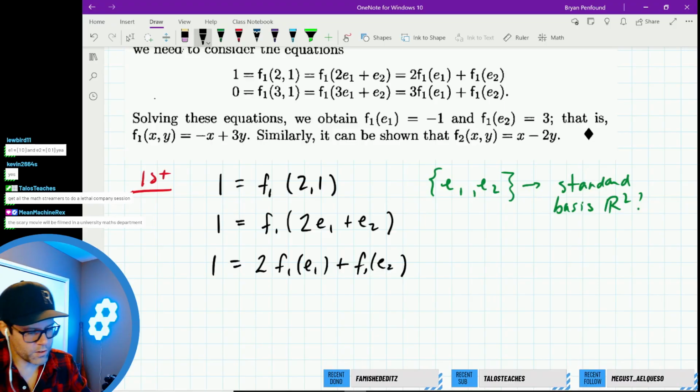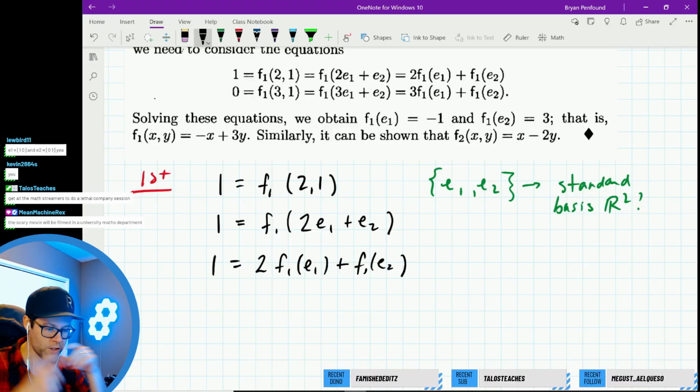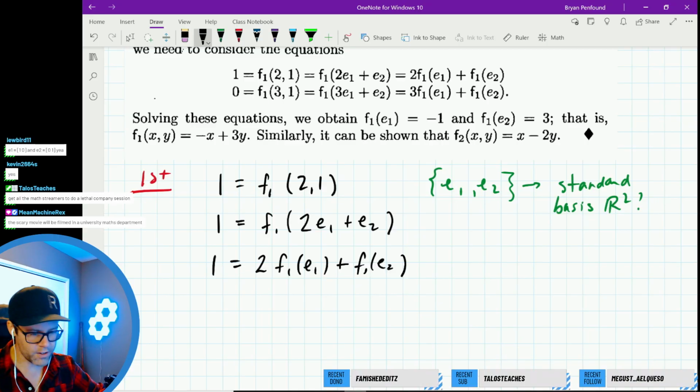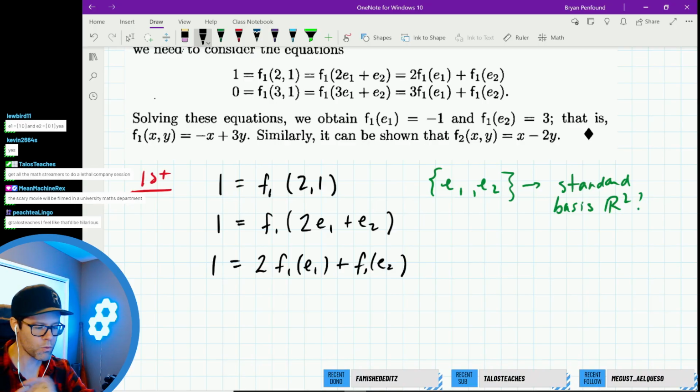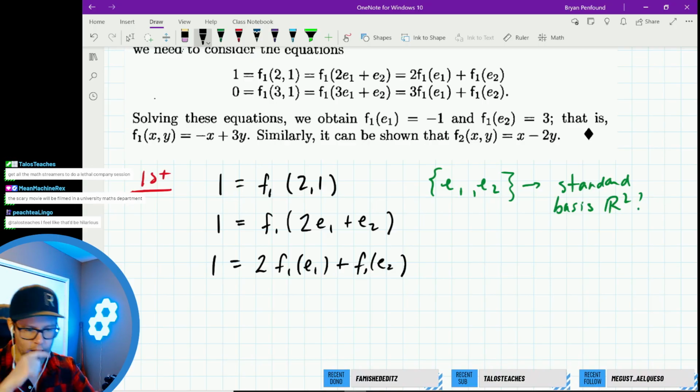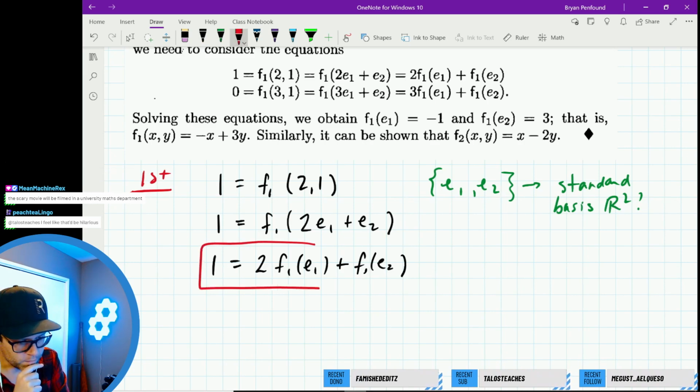Yeah, that feels right. So 2 comma 1 can be expressed as 2 times the first standard basis vector in R2 plus 1 times the second standard basis vector in R2. We know F1 acts on vectors in R2, and it's linear in nature, so then we can push F1 through what we have here to get that third line. That makes sense. Okay. So this would be like one equation.